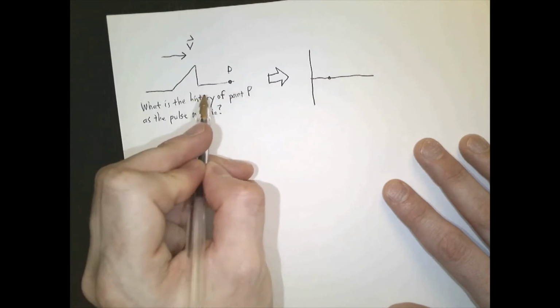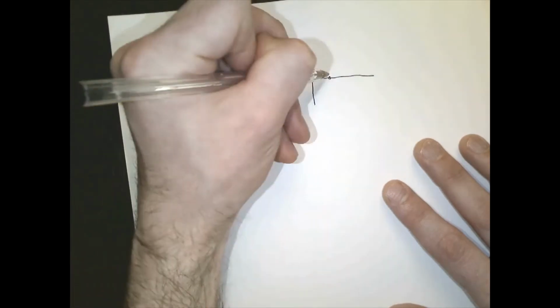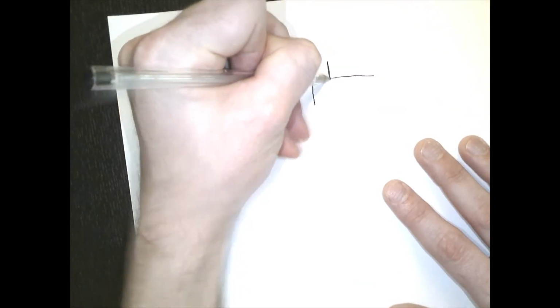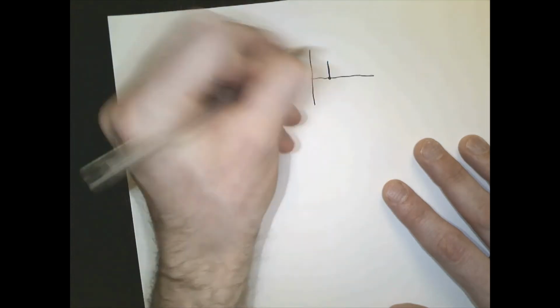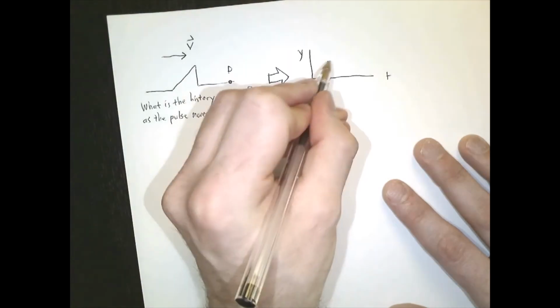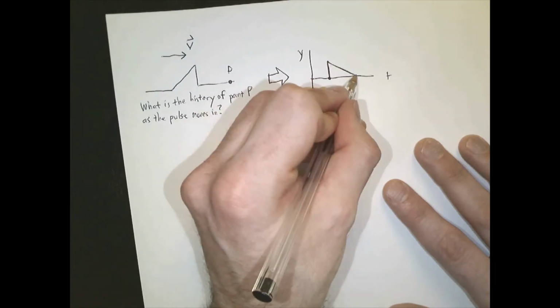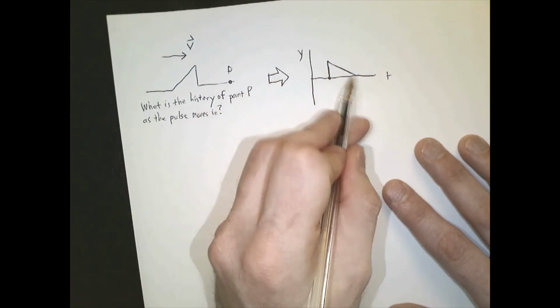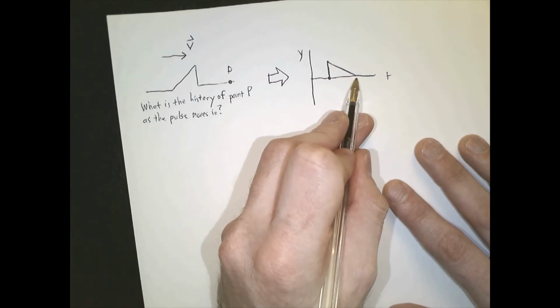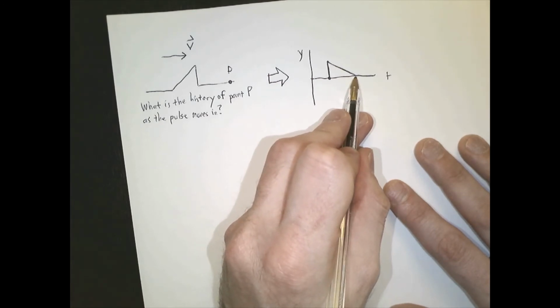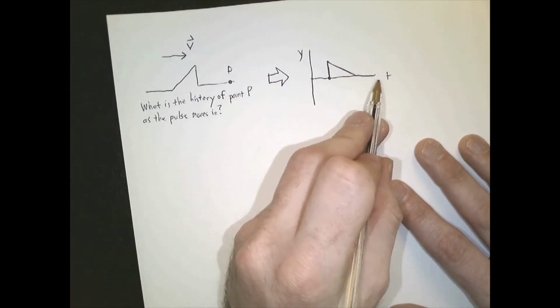Then the first thing that's going to hit it is this large part, so it's going to jump straight up first. This is Y, this is T. And it's going to decay linearly from that point as the wave moves through it. Eventually the wave has completely passed through point P, and we have a flat line once again.